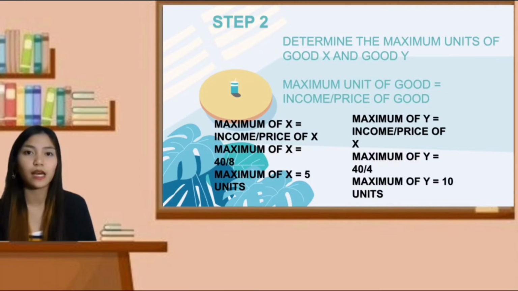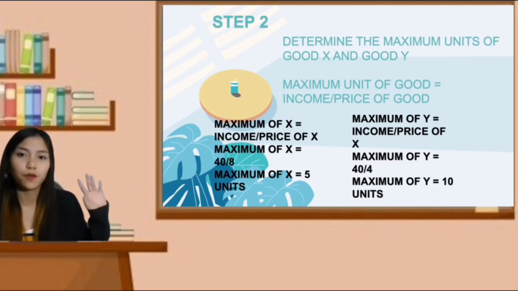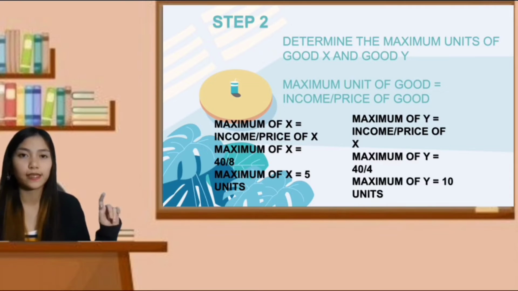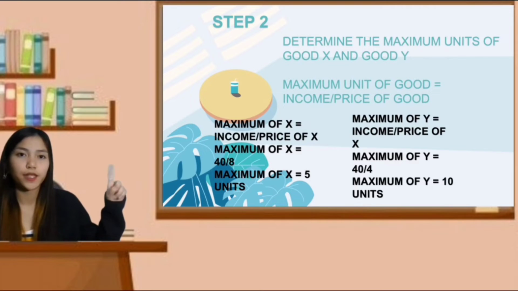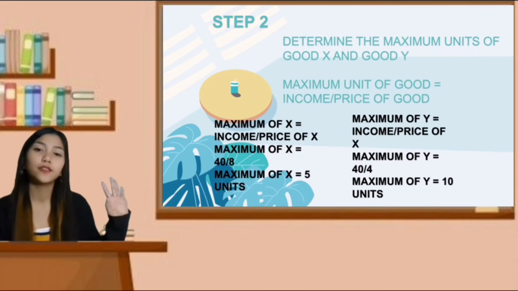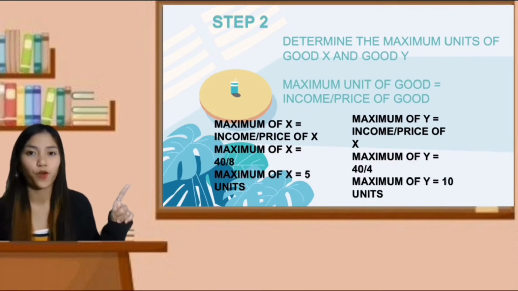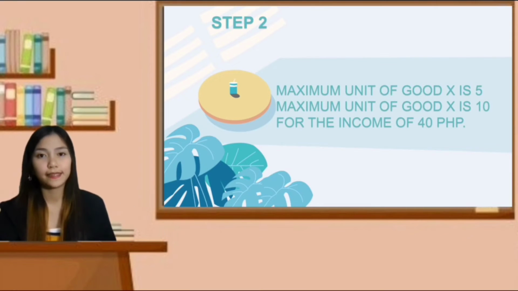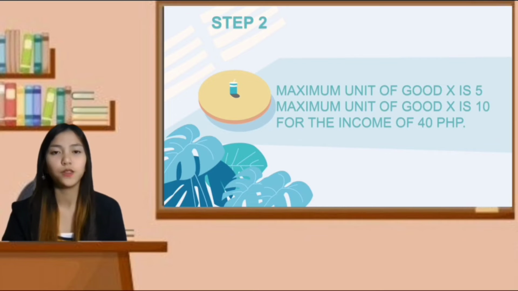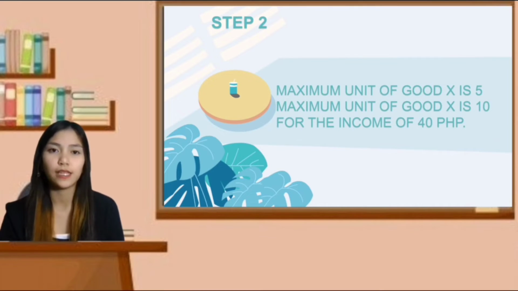So, proceed naman tayo dun sa product ni good Y. Para makuha yung product ni good Y, same process, where income divided by price of good Y. Income is 40 divided by 4 is equal to 10 units. So, 10 units yung ma-maximize natin sa income na 40. So, here's the list of maximum price and unit na kayang i-attain ni consumer considering the income or budget na mayroon sila. Maximum unit of good X is 5, for good Y is 10. So, that's all for my part. Let's hear the others.